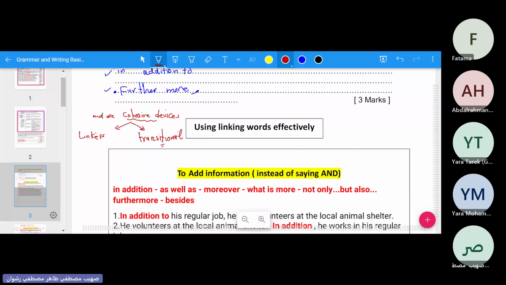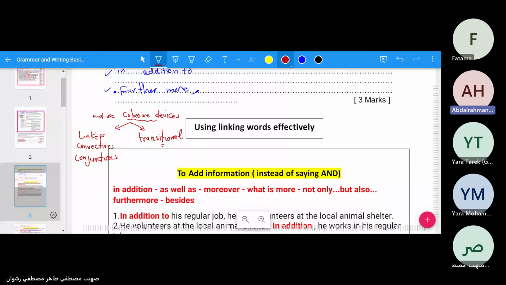No. Anybody? As we know, connected, like in addition, after, while. This is the linkers. Let's say connectives, okay, or conjunctions. Anybody knows what transitional is? This is a kind also of organizing ideas. So anybody knows? Abdurrahman, Fatma, Yara? Yes, sir. I can provide an example, sir.